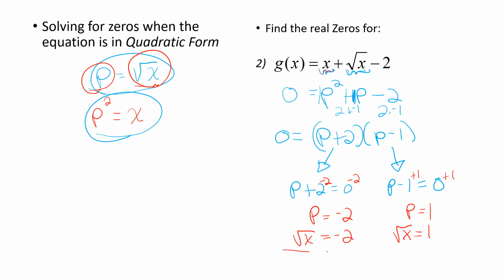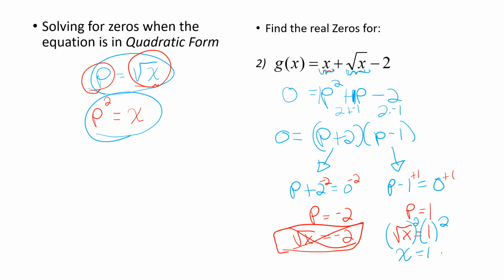Now the first one, notice we have a square root equaling a negative. That is never going to happen. So this is an extraneous solution, and we can just cross it out and not use it. The second one, however, we can go ahead and finish. The way we're going to finish this one is to square both sides. The square and the square root cancel, we get an x, and 1 squared is 1.